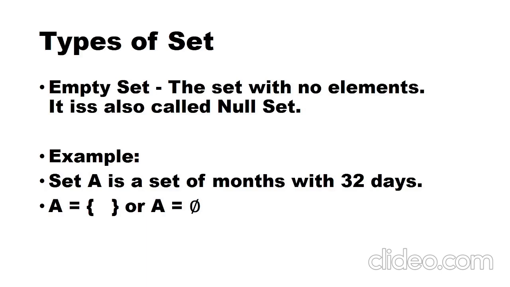So here are some examples of empty sets. Okay, first is set A is the set of months with 32 days. Now we know that there is no month in a calendar year that has 32 days. So therefore this is an empty set. So it is denoted by an open and closed brace without an element inside, or like a zero with a slash.